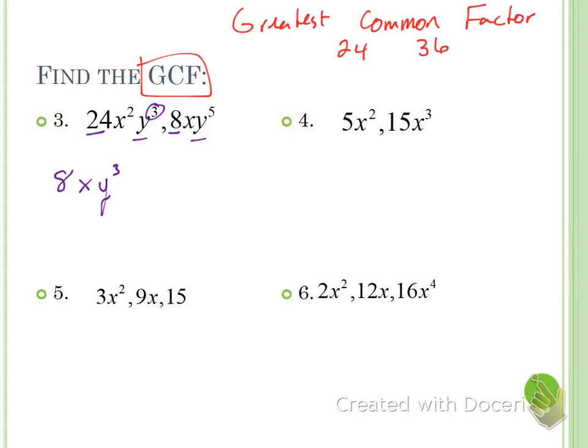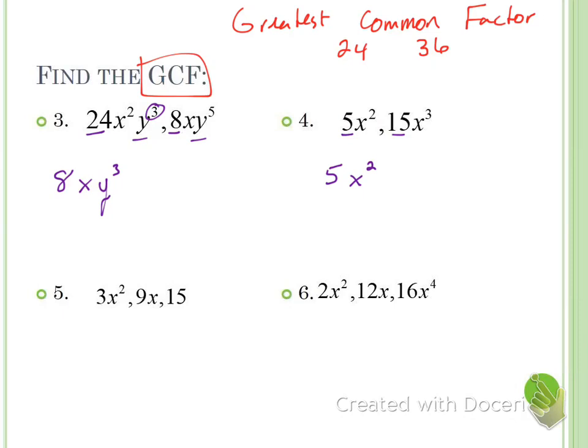Same thing with number 4. I need the biggest number to divide into both, 5 and 15. And that largest number to divide into both is going to be 5. And the number of x's that they both have, right? This one's got 2, this one's got 3. So that means that they both have at least 2. Obviously, this one has more than 2 x's, it's got 3. But since this one only has 2, then our greatest common factor is going to be x squared. Okay? Out of number 4.